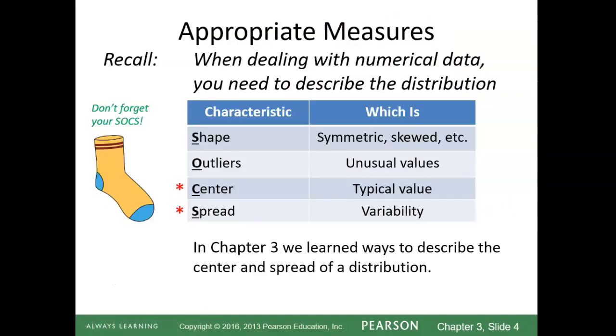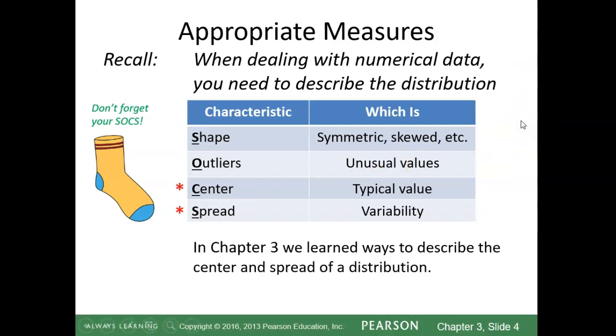So for symmetric distributions, you know we talked a little bit about this already, about shape, outliers, center, and spread. And we learned ways to describe the center and the spread of a distribution. And we talked about the shape and outliers. That was primarily chapter 2. So now we're going to talk about these measures. Statistical measures that are very commonly used.